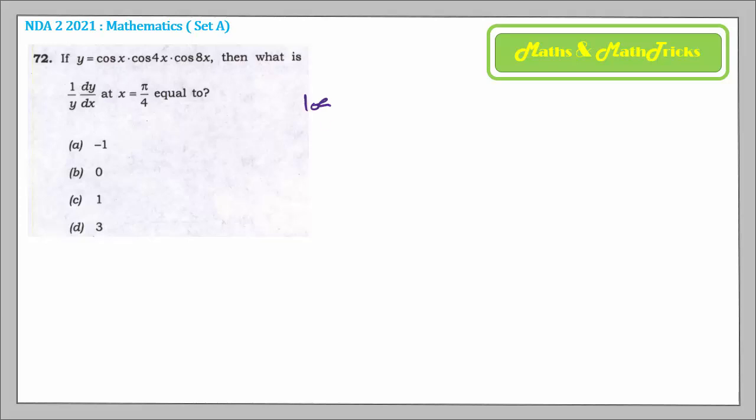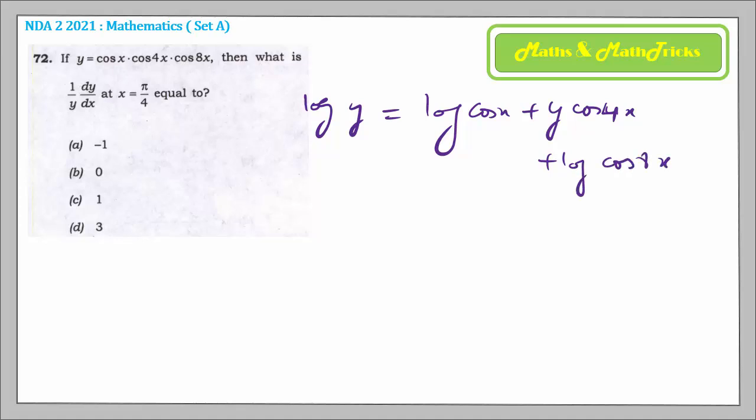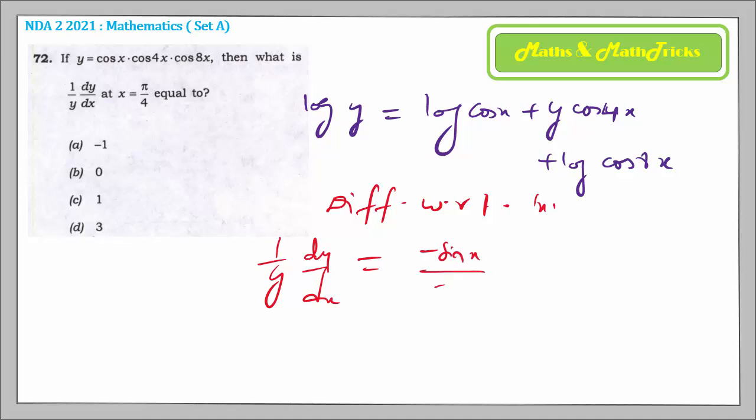So if you apply the log on both sides, this side it will be log of cos x plus log of cos of 4x plus log of cos 8x, and now you apply the differentiation technique, differentiating the functions throughout the equation. So log y derivative will be 1 by y dy by dx equals, log of cos x derivative will be 1 by cos x into derivative of cos x, which is minus sin x by cos x, right?